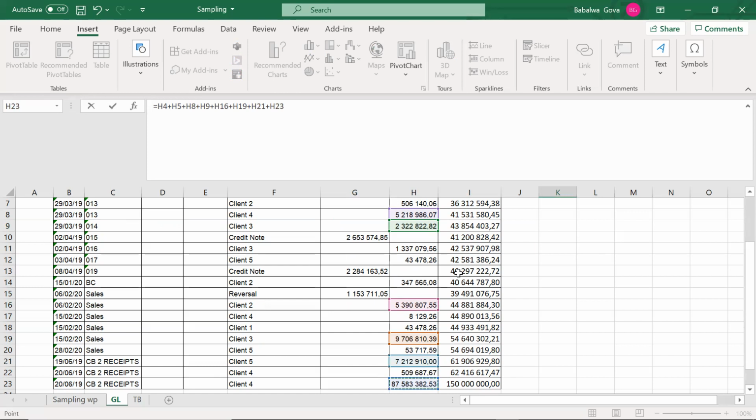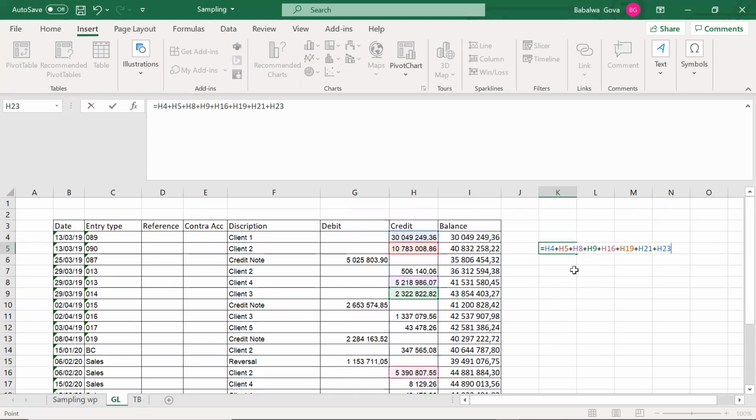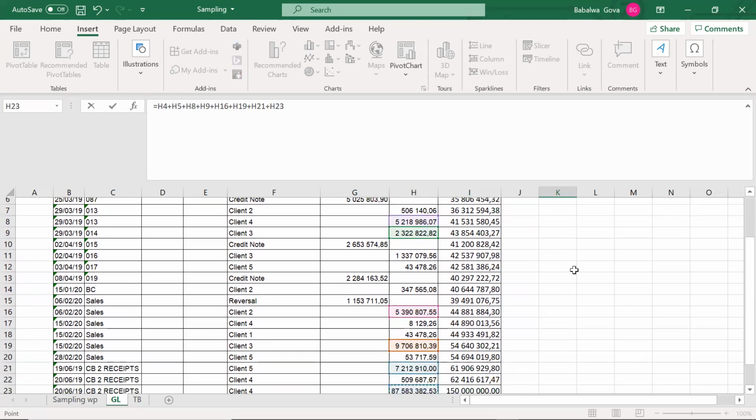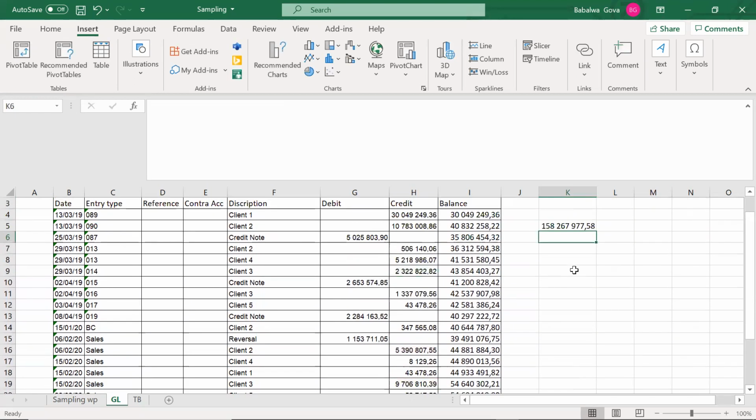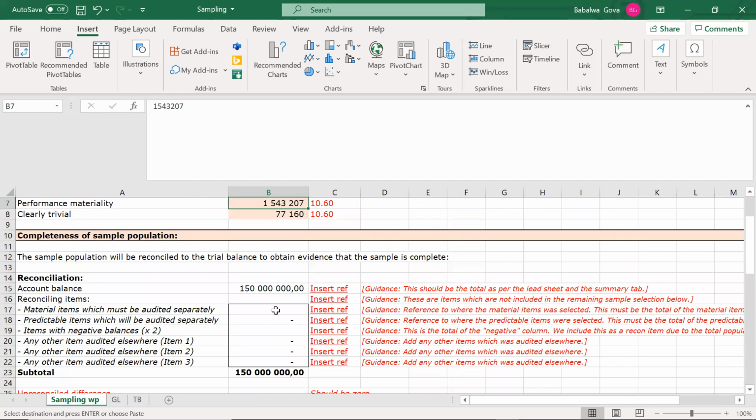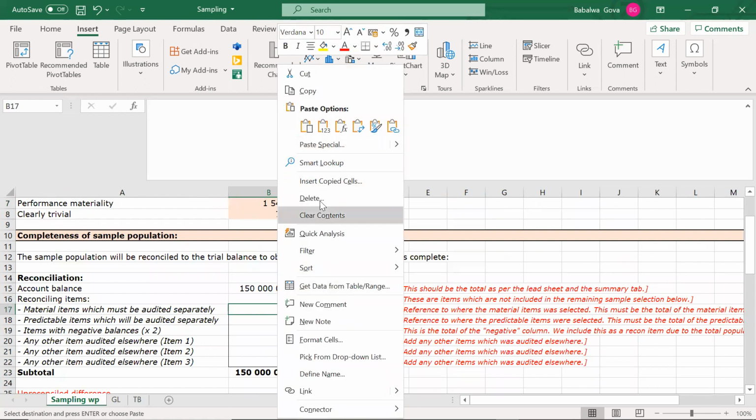Okay, I think just to double check, have I selected all my items that are above performance materiality? Yes, all the items above performance materiality have been selected. So I have 158,267,5,977 as the amount of items that are above my performance materiality. These are the items that I'm going to select specifically for testing. I'm going to paste them here.